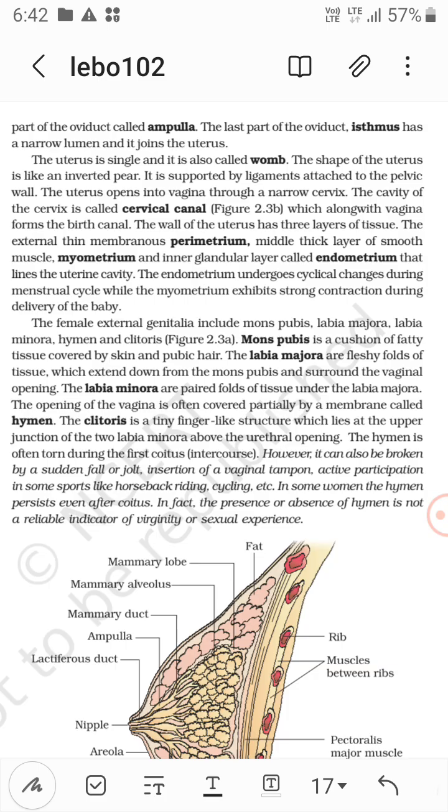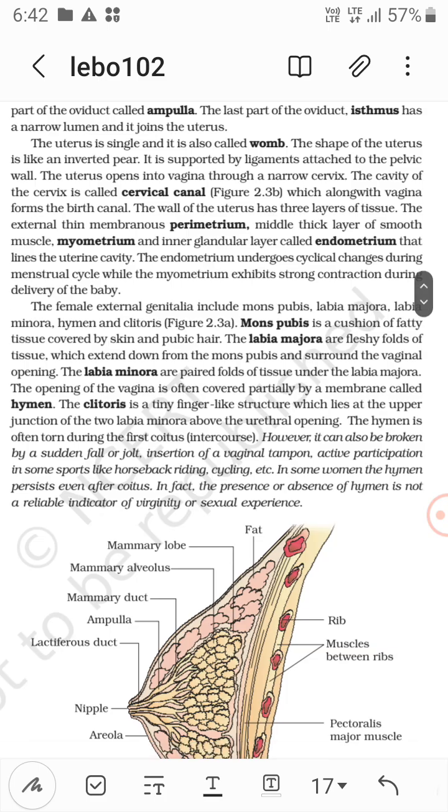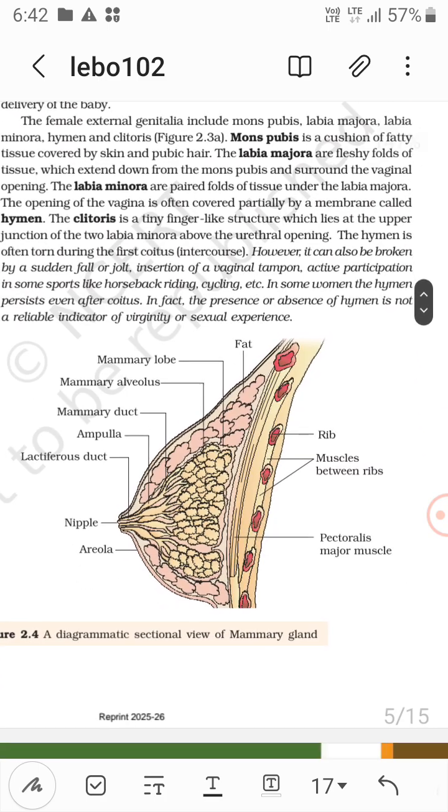The hymen is often torn during the first coitus, that is intercourse. However, it can also be broken by a sudden fall or jolt, insertion of a vaginal tampon, and active participation in some sports like horseback riding and cycling. In some women, the hymen persists even after coitus. In fact, the presence or absence of the hymen is not a reliable indicator of virginity or sexual experience.